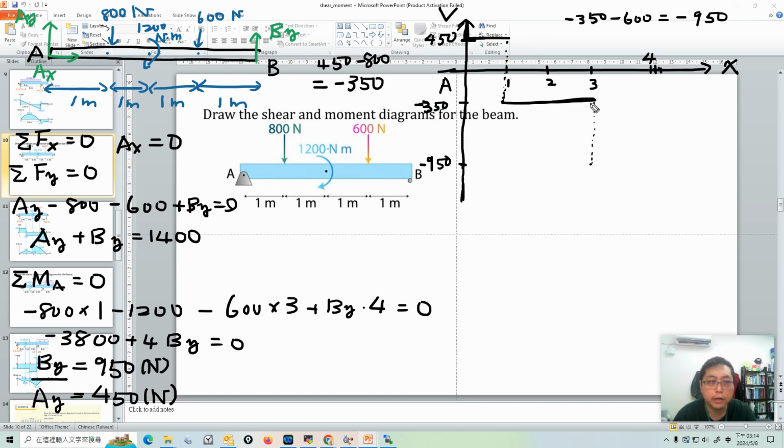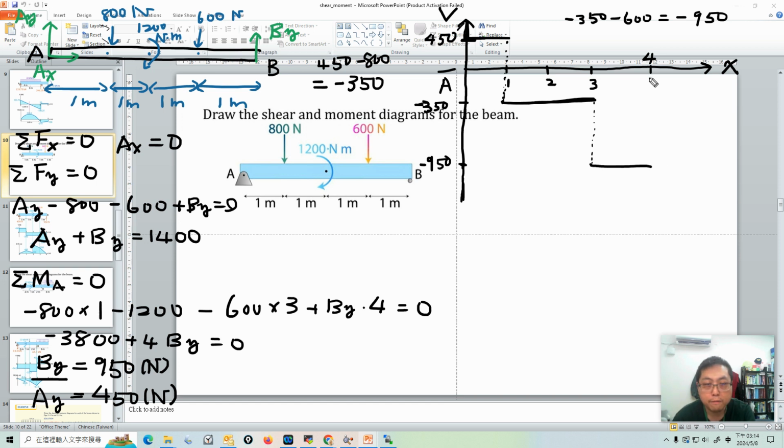Between 3 and 4, do we have any external loading? Looks like not. So we keep minus 950. Between 3 and 4, we don't have any external load, so we keep minus 950.